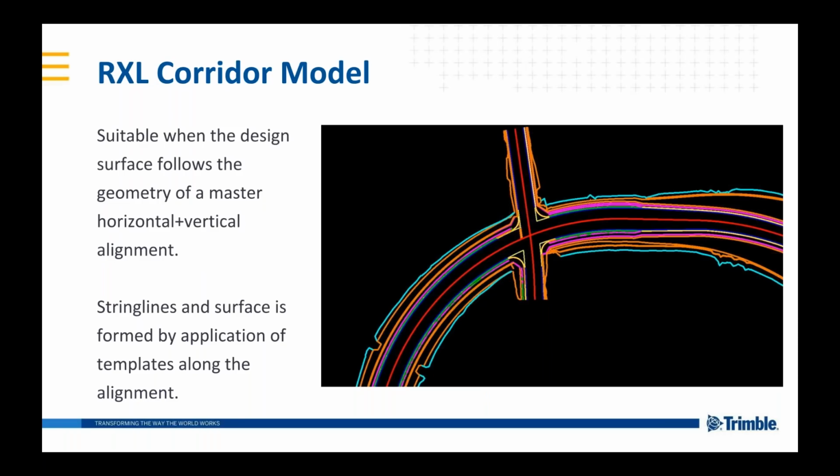So starting off first, using the RXL corridor model, this works best when you have a design where all of your string lines and things that are part of your design are basically following off of a master horizontal and vertical alignment, like the screenshot here on the right side of the screen, where all of your string lines that form, in this case, edge of pavements, curb and gutter lines, sidewalk, your slope lines, all of that is being defined by templates that are applied down that alignment.